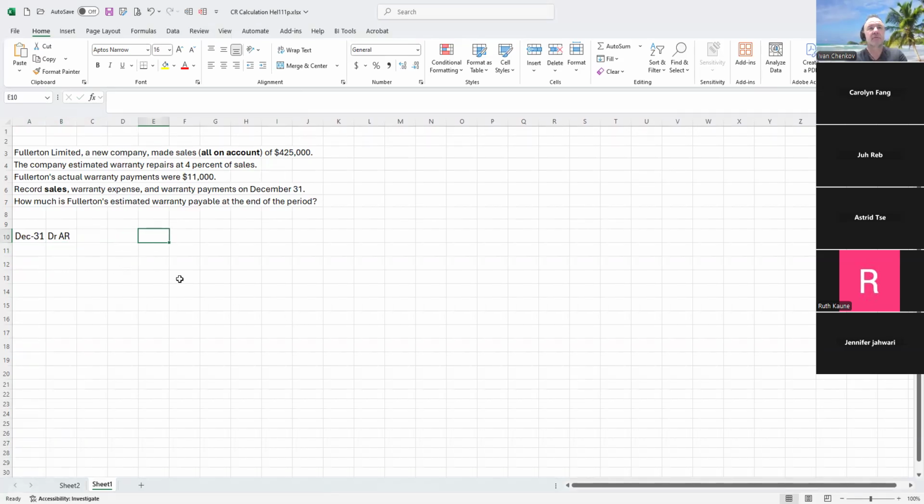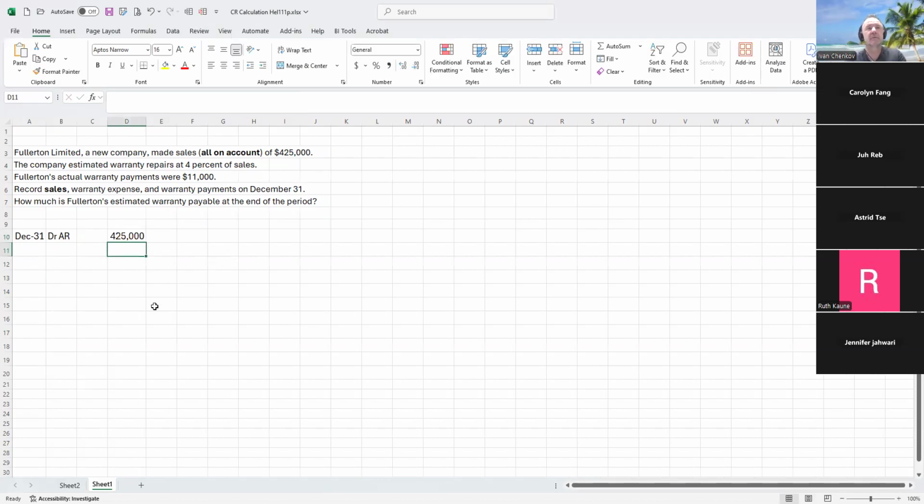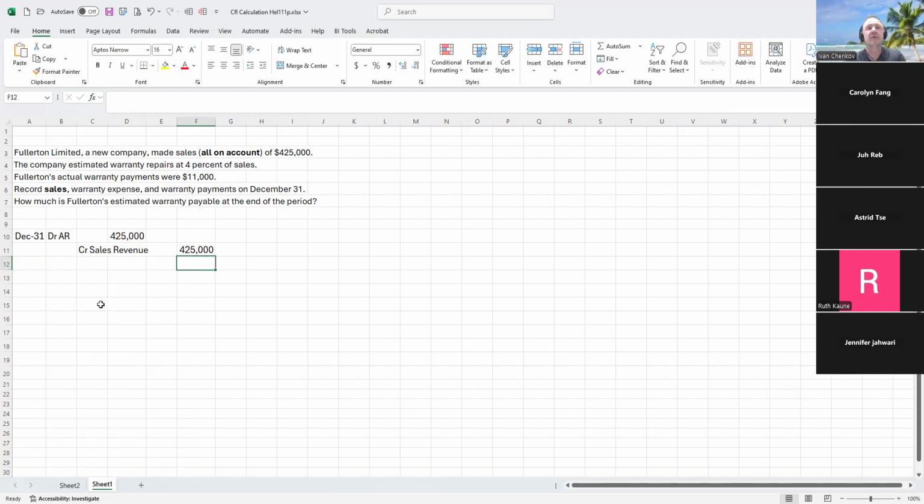Accounts receivable, that will be for the 425,000, correct? So credit, what will be the credit here? Sales revenue. Now you have to be careful when you're using the Pearson because depending on the choices that you may have, that will be different accounts and different names.